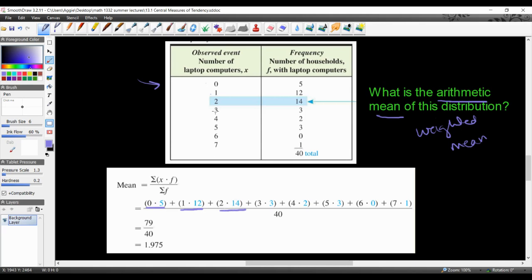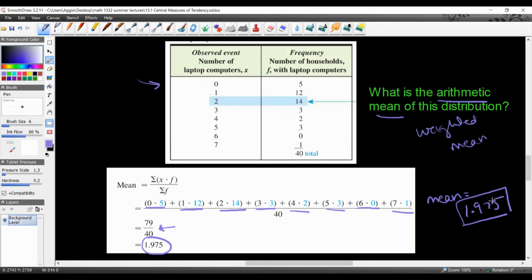2 and 14, 3 and 3, 4 and 2, 5 and 3, 6 and 0, and 7 and 1. All we did here is we multiplied all these out, added them up, and ended up with 79 over 40. You do want to divide because you want to get the approximate answer here, and ended up with 1.975. So that means that our mean for this one is 1.975.